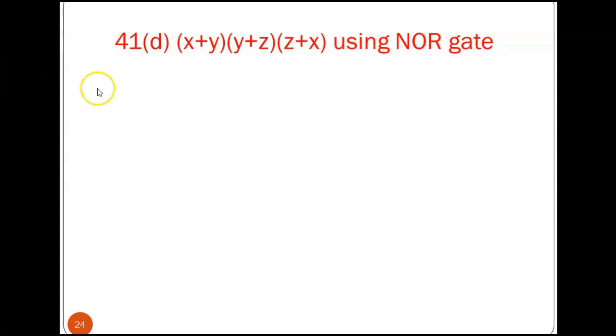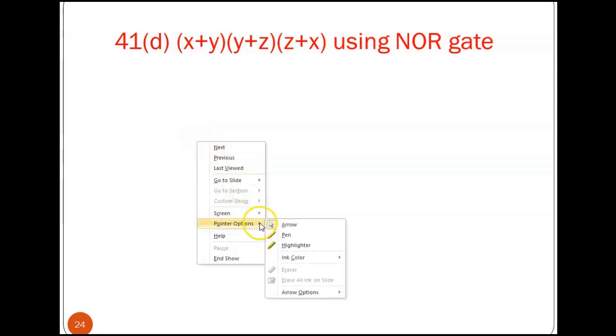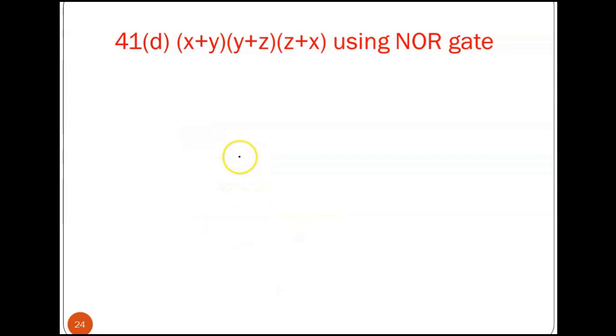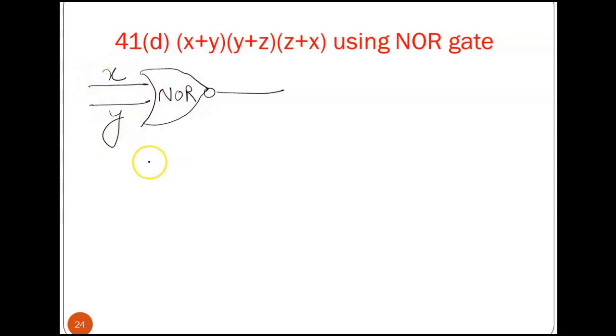So I'm just directly going to do it. So just draw one NOR gate here. You should be clear with NOT gate, right? So I am drawing it here now. This is the NOR gate. Okay, so this is X. We don't have any bar or anything.